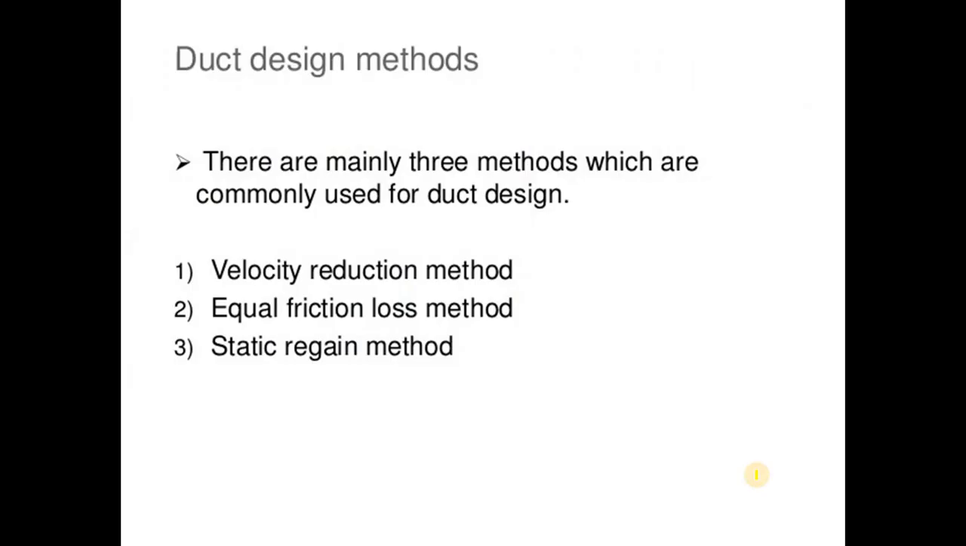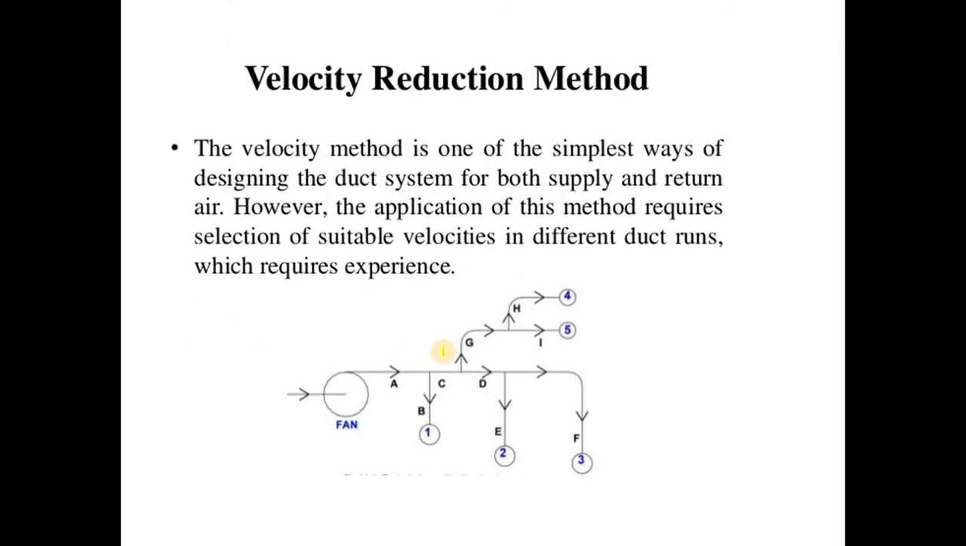So these are the most important points of today's presentation. Now the duct design methods. Basically there are three famous methods. Out of them, one is the velocity reduction method, the second is the equal friction method, and the third is the static regain method. The velocity method is one of the simplest ways of designing the duct system for both supply and return.